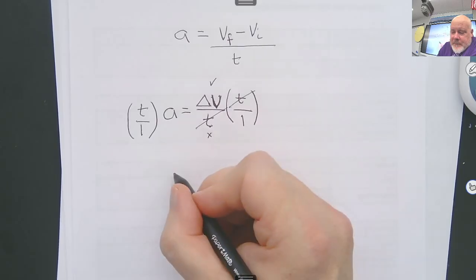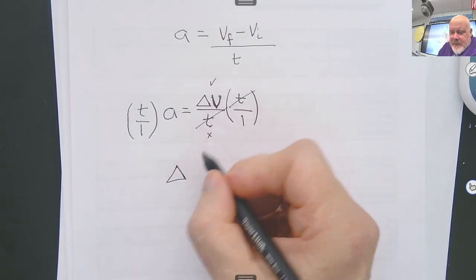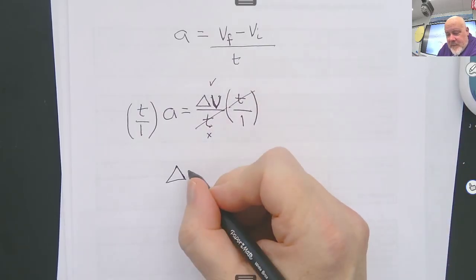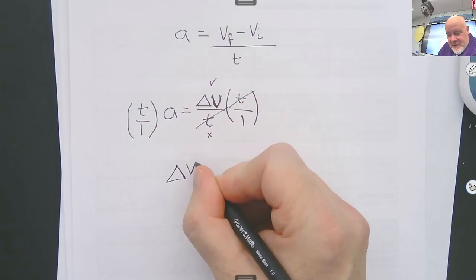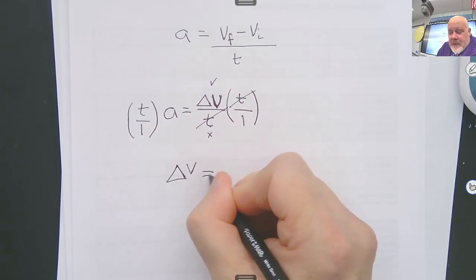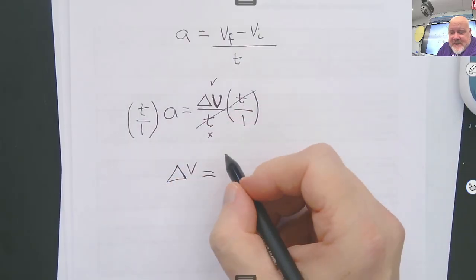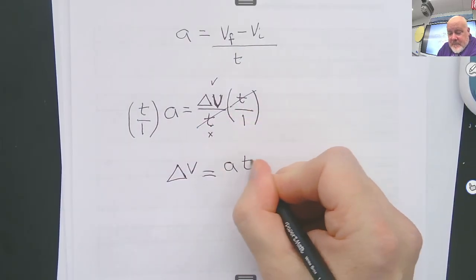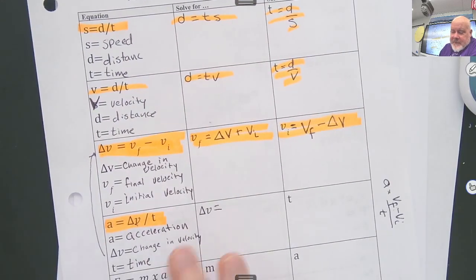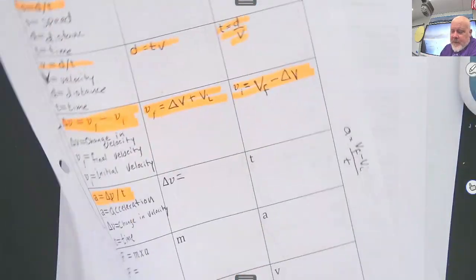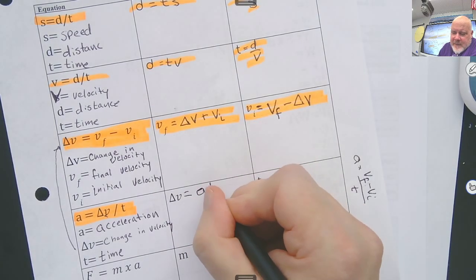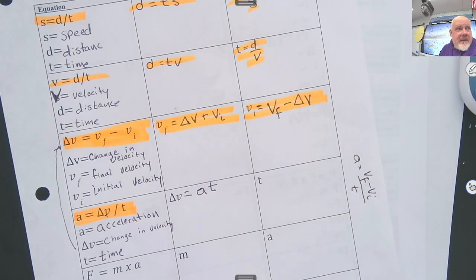Now, change in velocity. We got rid of the t, and it'd be velocity over 1, which would be, well, change in velocity. All right. T over 1 is just t, so we're just going to multiply acceleration times time. Well, that's exactly what we were looking for. Change in velocity, that's what we're solving for, equals a times t. Acceleration times time.